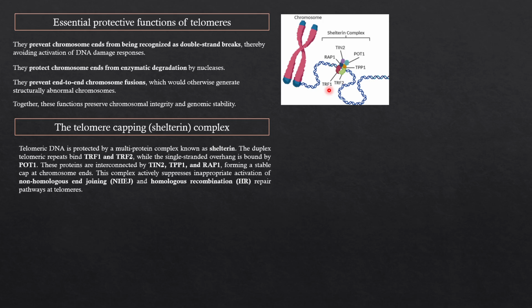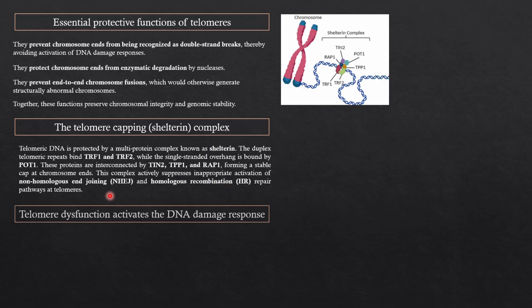So the telomere capping, or the shelterin complex. Telomeric DNA is protected by a multi-protein complex, which is known as shelterin. The duplex telomeric repeats bind to TRF1 and TRF2, while the single-stranded overhang is bound by POT1. These proteins are interconnected by other proteins and form a stable cap at the chromosomal ends, and this complex actively suppresses the inappropriate activation of non-homologous end joining, or NHEJ, as well as homologous recombination repair pathways at the telomeres.